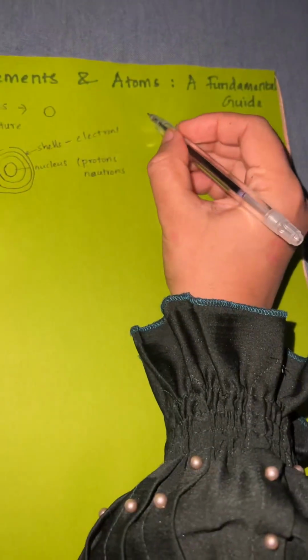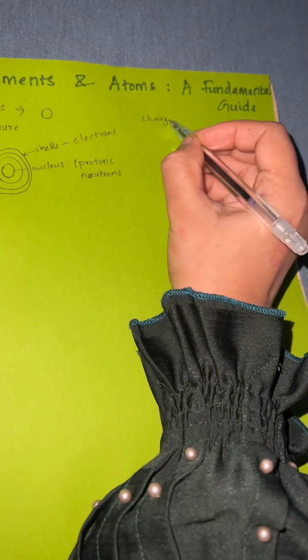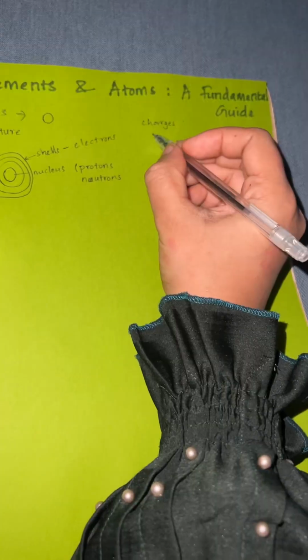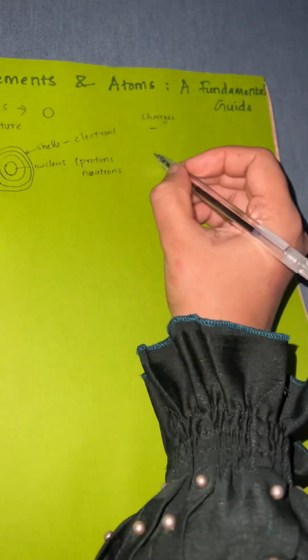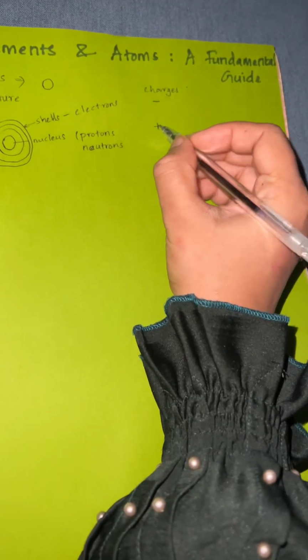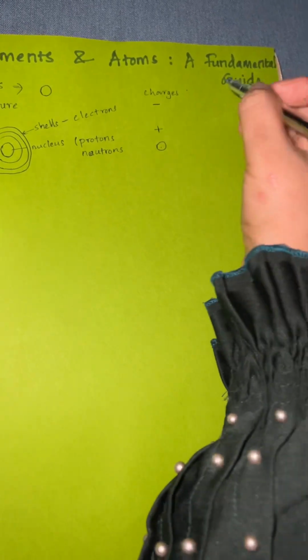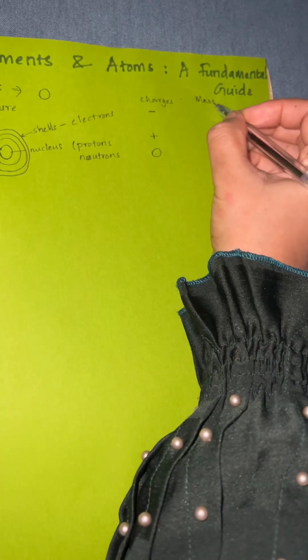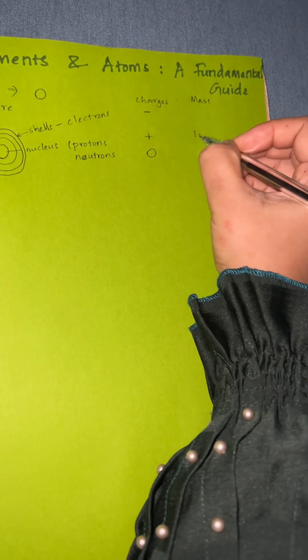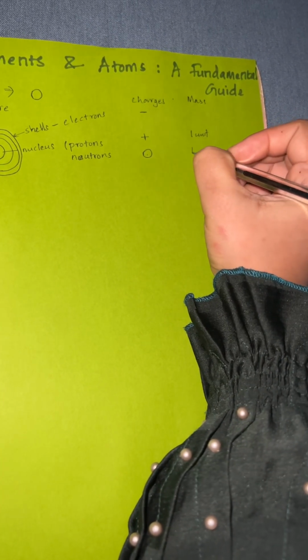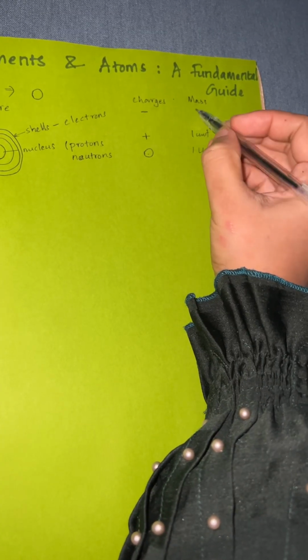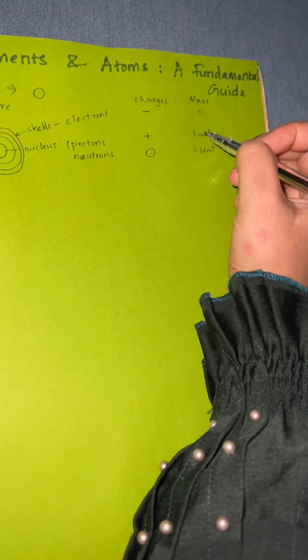Now we need to see the charges, right? Electrons hold a negative charge, protons hold a positive charge, and the neutrons don't have a charge. So if you consider the masses, protons 1 unit, neutrons 1 unit, and electrons' mass is very negligible.